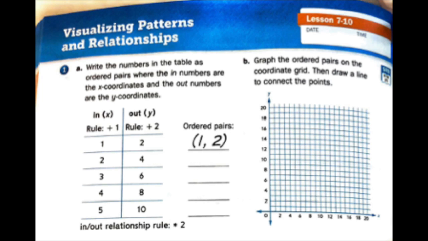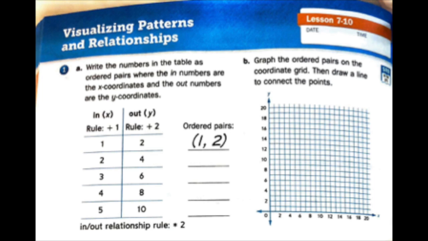These pairs of terms are called corresponding terms in the two sequences. Each row of the table shows a pair of corresponding terms. For example, 3 and 6 are a pair of corresponding terms because they are the third term of each sequence. So we can also say that 3 corresponds to 6, or that each in number corresponds to the out number that appears in the same row of the table. The rule +1 can be used to generate the numbers in the in column, and the rule +2 can be used to generate the numbers in the out column.